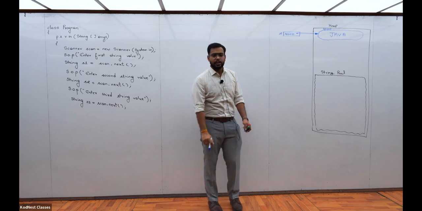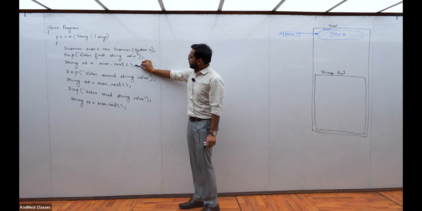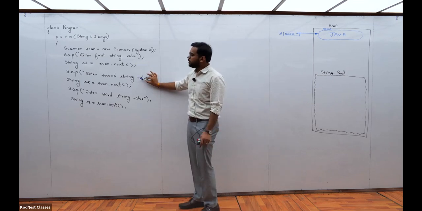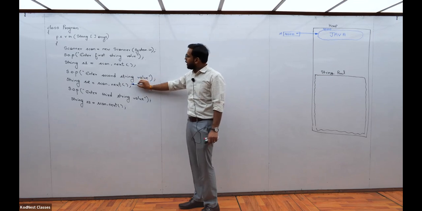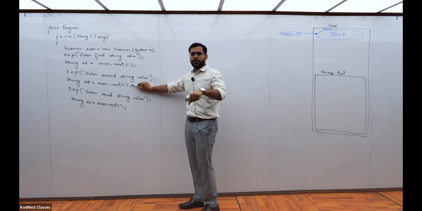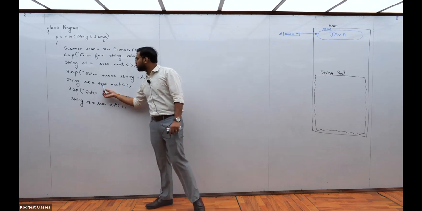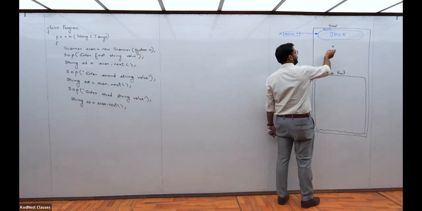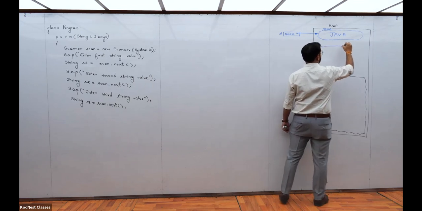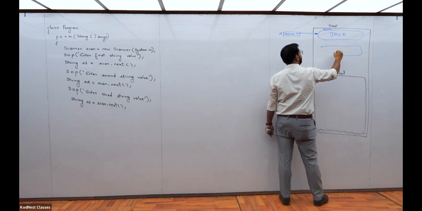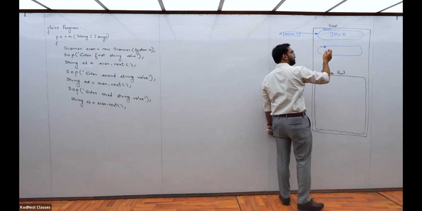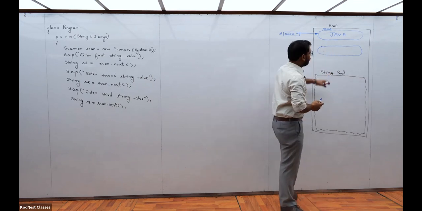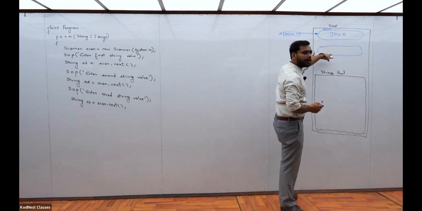Clear with everyone? Next, after this, again what are you telling? Enter second string value. Again, what are you doing here? You are reading one more string because you are taking the user input. The string will be created outside the string pool. Let us say again the user is entering one more string that happens to be Java. Duplicates are allowed. If duplicates are allowed, again Java will be created.